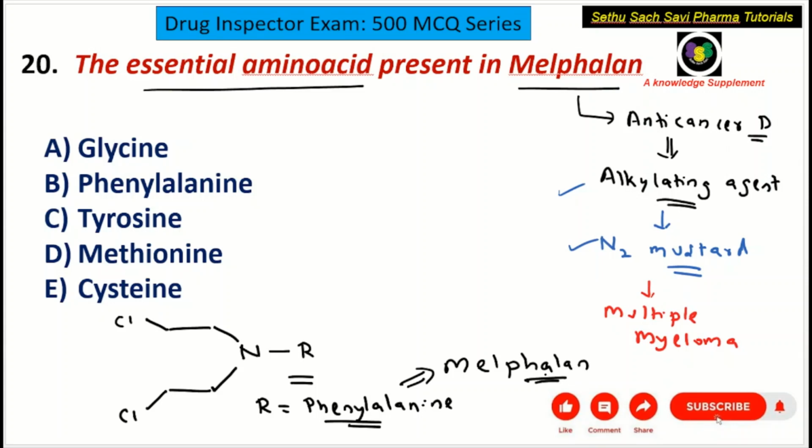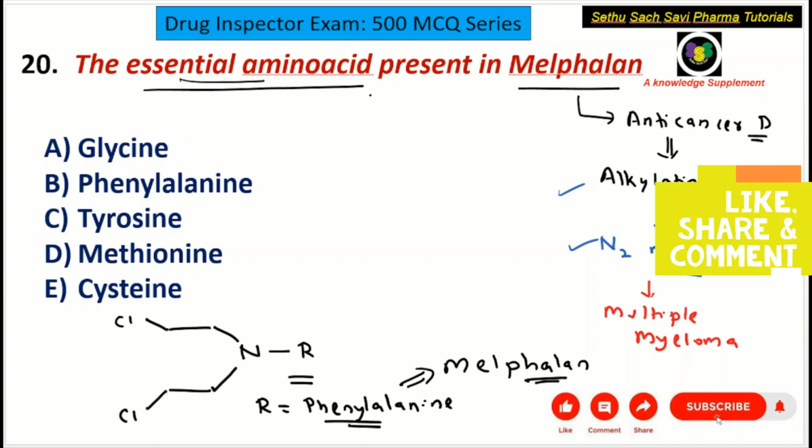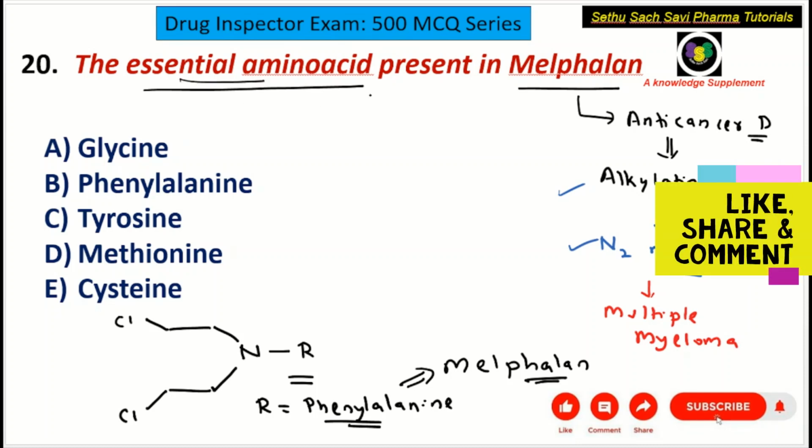Okay, so in Melphalan, the R group is phenylalanine, which is an essential amino acid. That means you have to take it through the diet. You can remember from the name itself, Melphalan contains phenylalanine. So the amino acid present in Melphalan is B choice, phenylalanine, which is an essential amino acid.